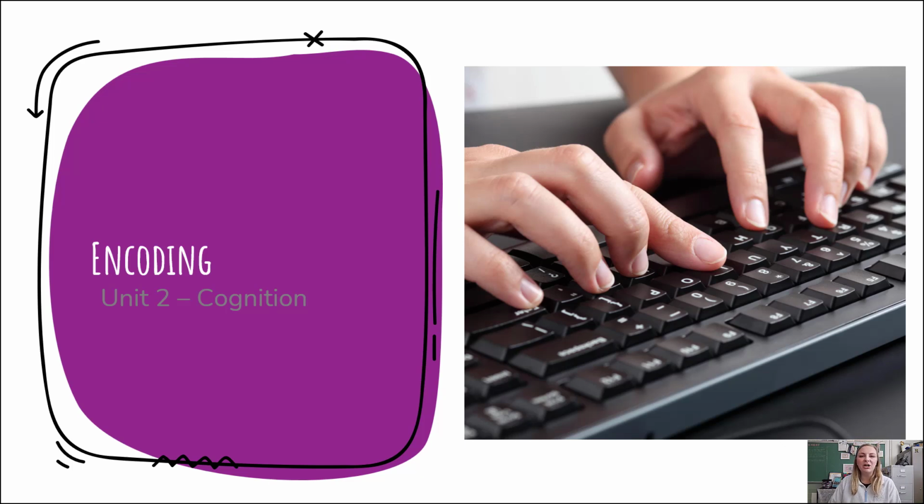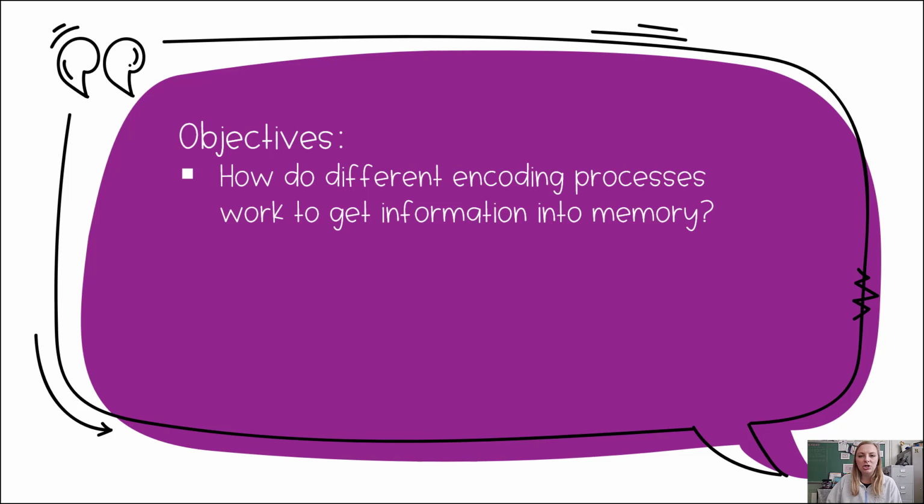Hello and welcome to video 4 for Unit 2 Cognition. This video will specifically focus on the encoding of memory. By the end of this video, you should be able to answer the following question. How do different encoding processes work to get information into memory?